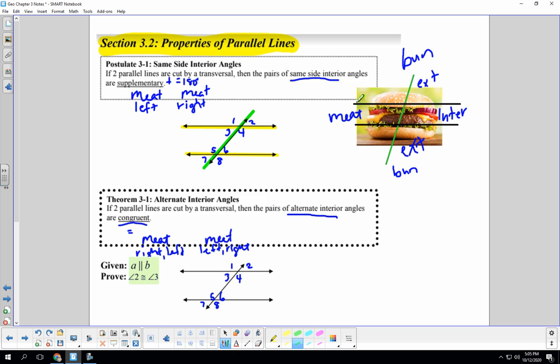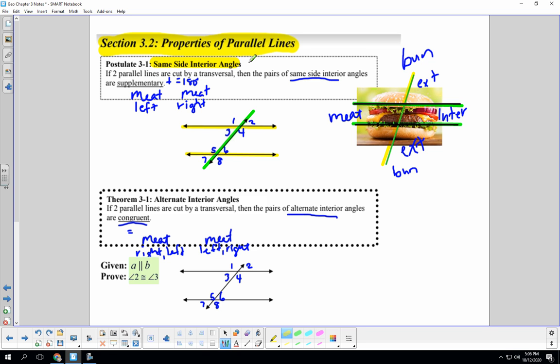So when you look at our hamburger analogy, the buns are now parallel, and the whole shebang is going to be cut by a transversal. All right, so I want you guys to write down the definition.